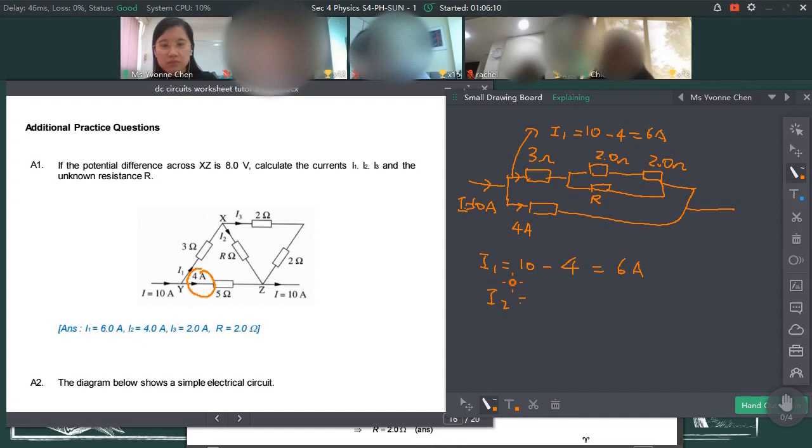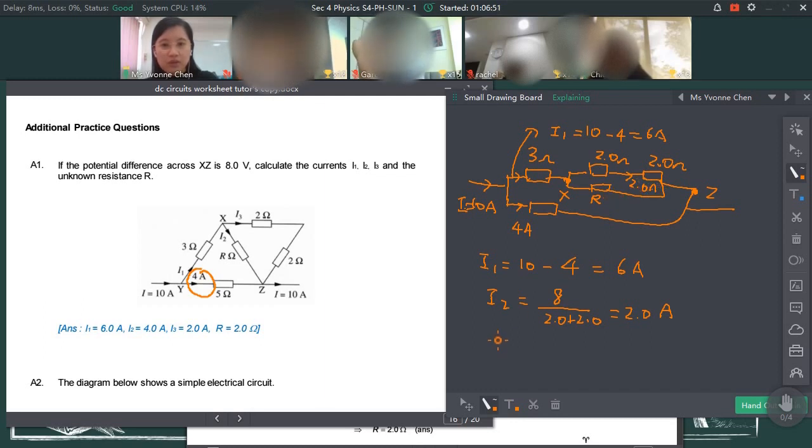I found I3 first. Right, find I3 first. Okay, how do you find I3? 8 divided by 4. Okay, good. So basically the voltage 8 is across X and Z. So what she does is use 8 divided by 2.0 plus 2.0, which is 2.0 amperes. So the current here is 2.0 amperes.